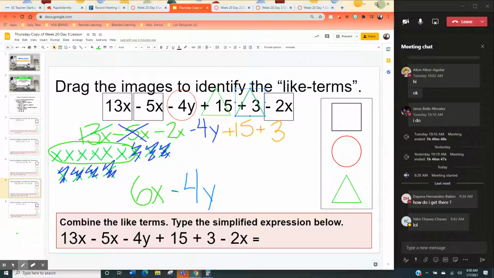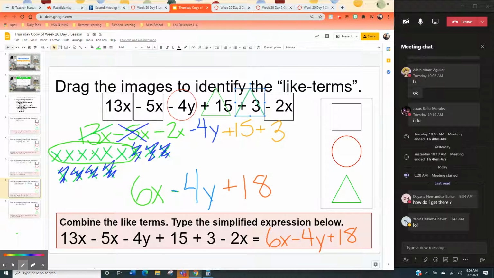So now let's look at that 15 plus 3. We should all know what that gives us. What is 15 plus 3? 18. So I'm going to do plus 18. And this is my simplified expression. I have 6x minus 4y plus 18.